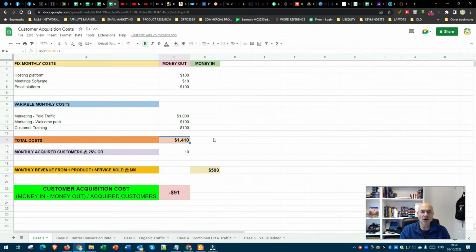So when you look at those on a monthly basis, you subtract your money out from your money in, and divide by the number of acquired customers, you come up with a number. It's negative, because obviously your money in is lower than your money out. So this is effectively what that means. If it's negative, this is effectively a cost. So it's costing you $91 to acquire a customer.